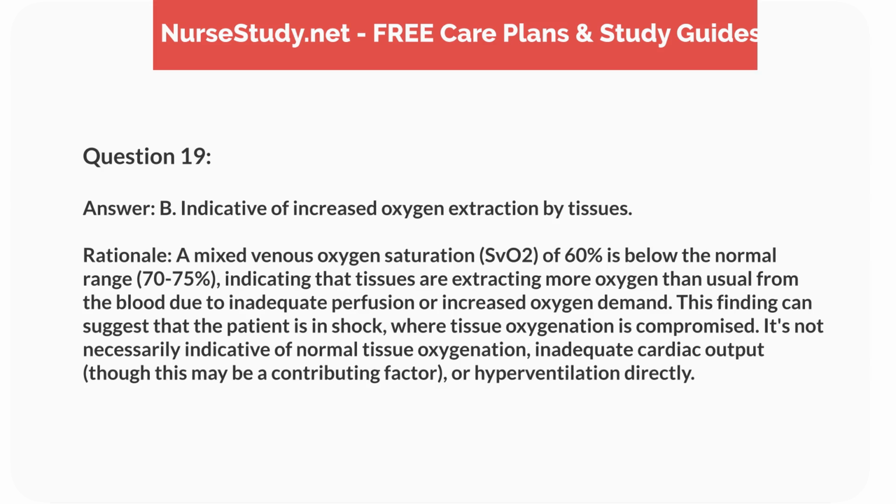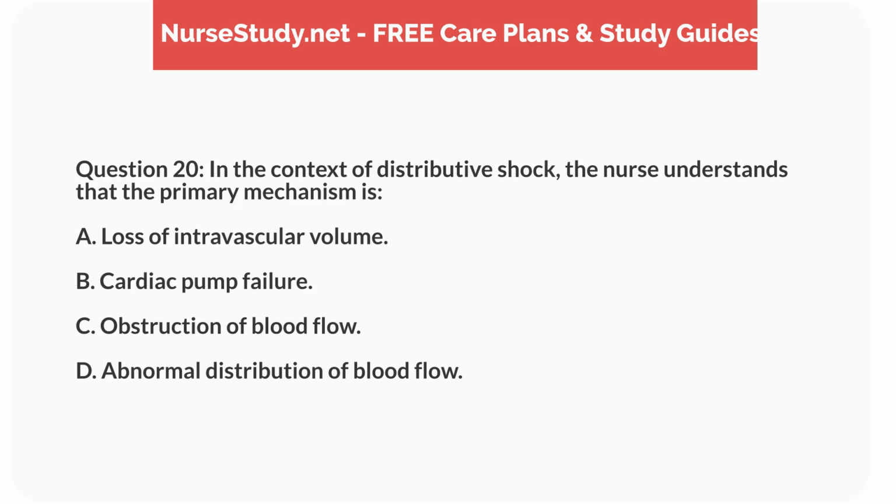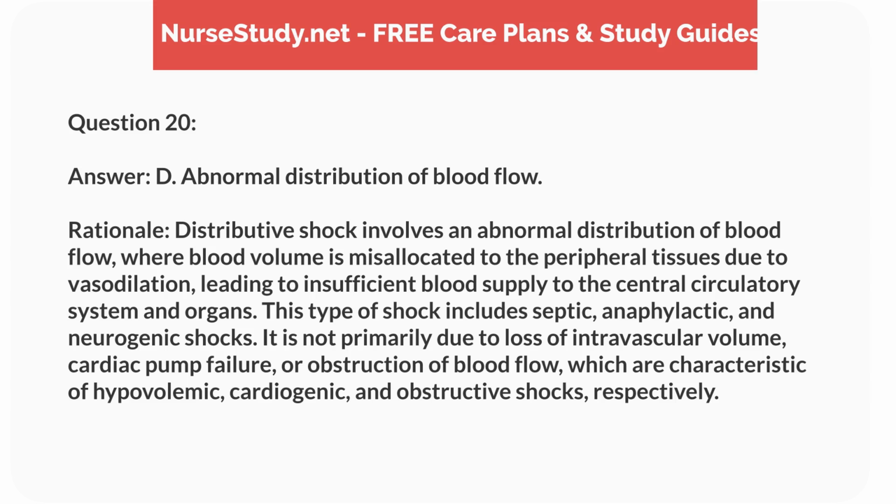It's not necessarily indicative of normal tissue oxygenation, inadequate cardiac output, though this may be a contributing factor, or hyperventilation directly. Question 20. In the context of distributive shock, the nurse understands that the primary mechanism is A. Loss of intravascular volume. B. Cardiac pump failure. C. Obstruction of blood flow. D. Abnormal distribution of blood flow. Answer: D. Abnormal distribution of blood flow.